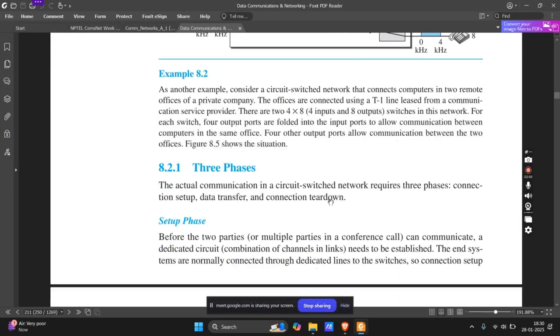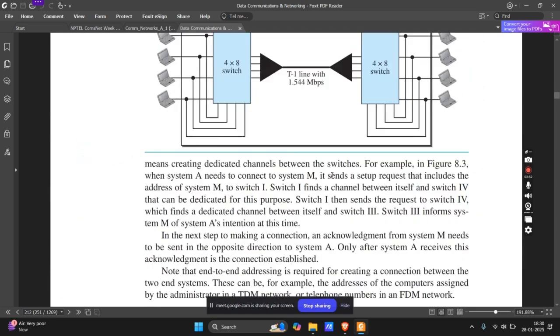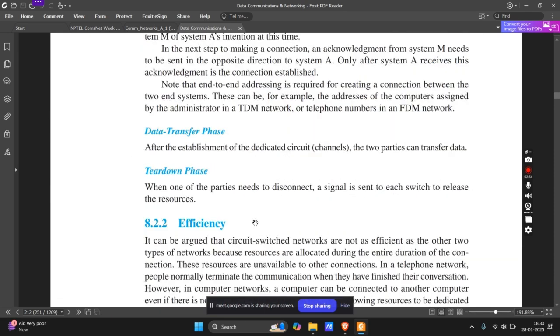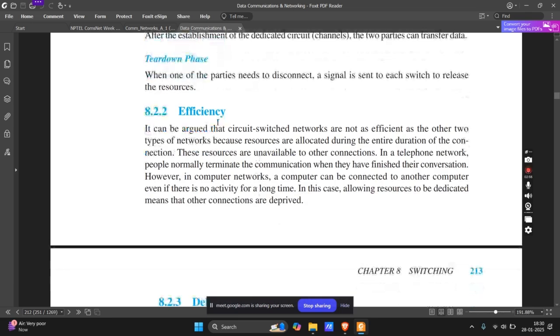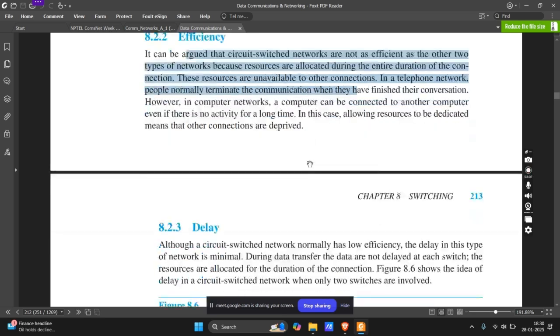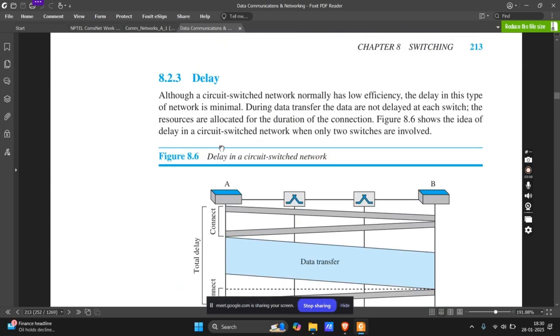So this is the setup phase, the data transfer phase and the tear down phase, as I said. In other words, circuit switching networks are not efficient because resources are allocated beforehand, and these resources are not available for other connections. So to alleviate this problem, we will go on to packet switching.